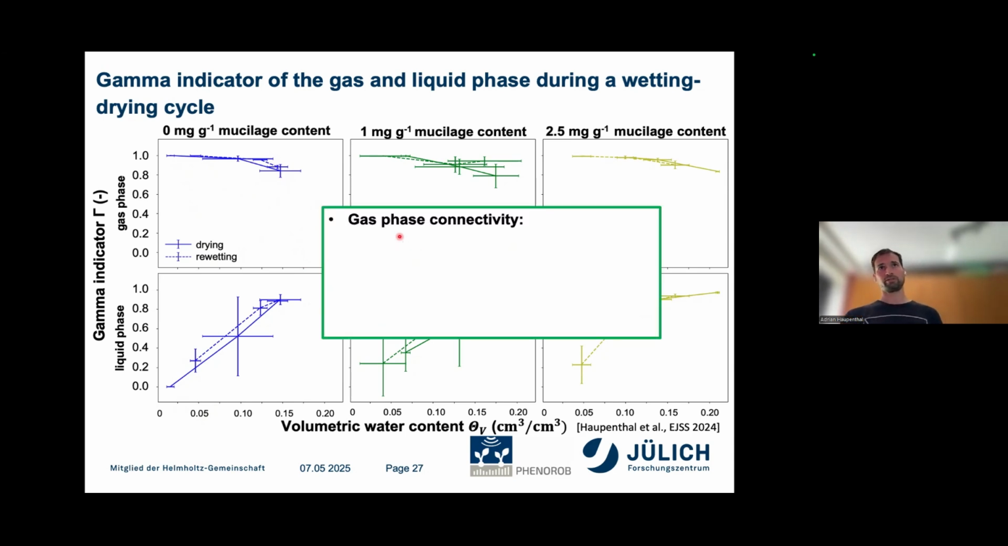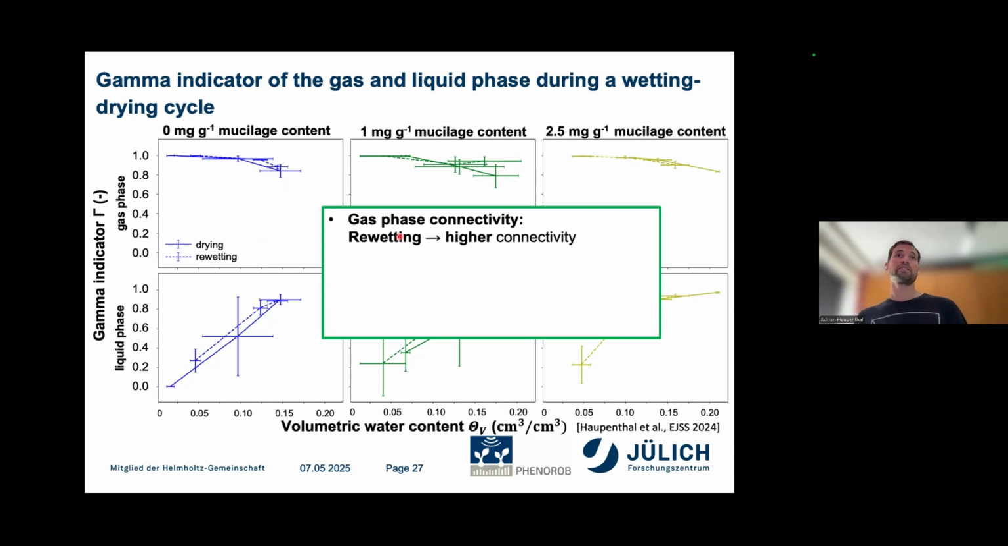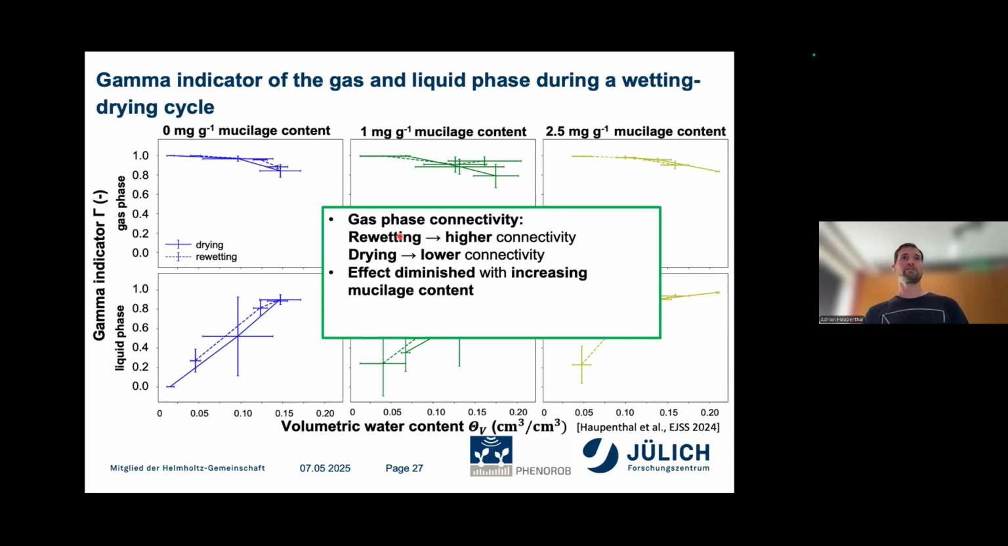So to summarize, for the gas phase connectivity, we have the indication of a higher connectivity during rewetting and lower connectivity during drying, resulting also in the hysteresis effect, which also seems to diminish with increasing mucilage content. Here we have to keep in mind that we have limits in the resolution. The thin filaments were not detectable, which might also reduce the connectivity of the gas phase.